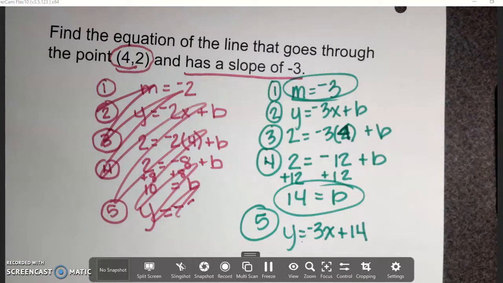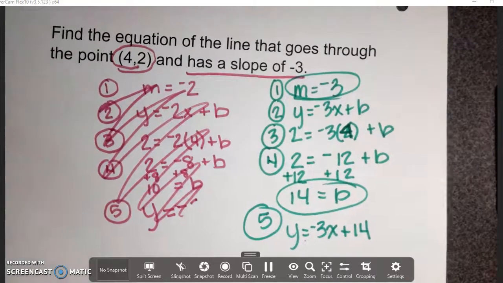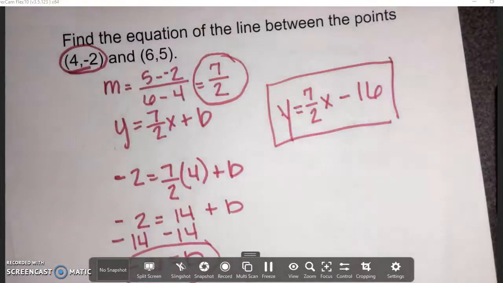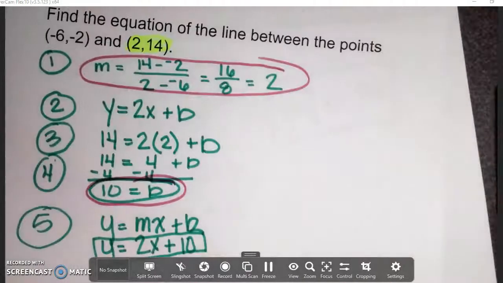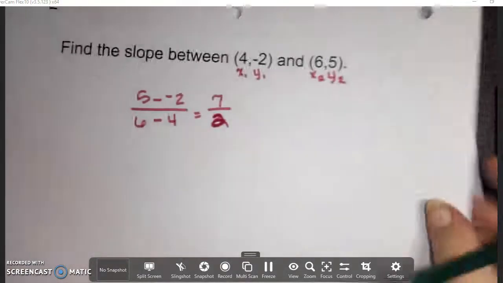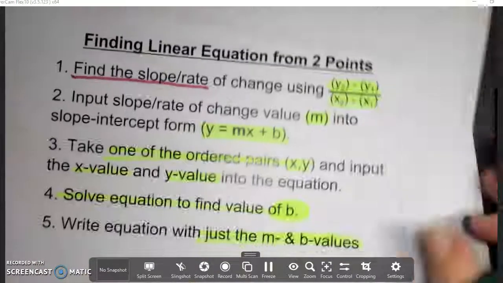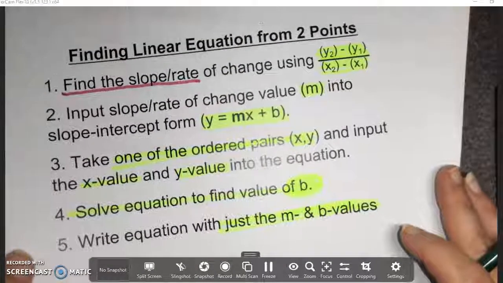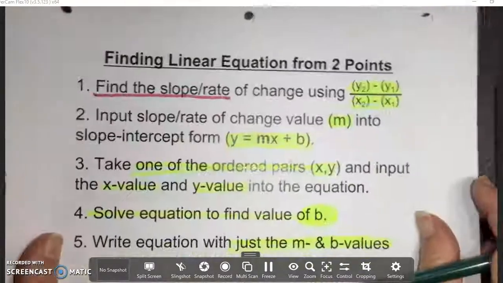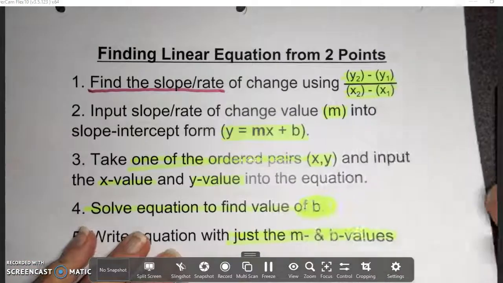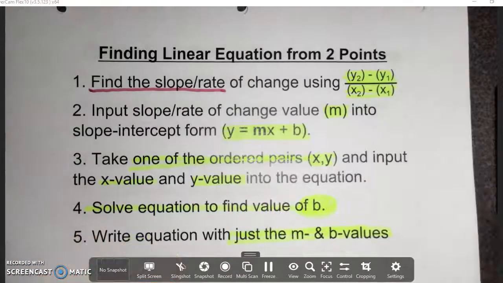So this is what you should have gotten as your answer. If you follow the steps, you shouldn't have a problem. Make sure I know I had my steps somewhere. Right there. Make sure you write the steps down. How would I know? We'll get to that on Monday.